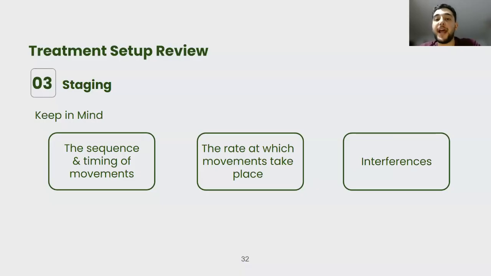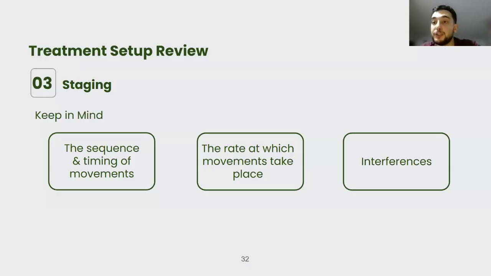Make sure all the movements are happening at the right time and at the right rate of movement, because otherwise, if you rush things, you're just going to need to do another refinement, another mid-course adjustment, and you're going to end up doing a longer treatment than if you had gone by the normal rate.